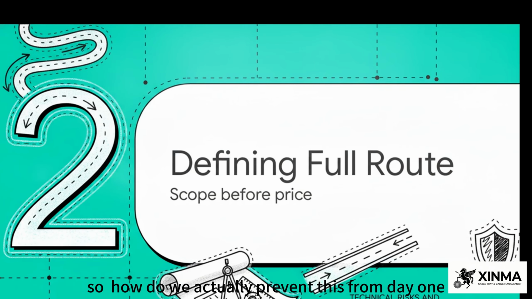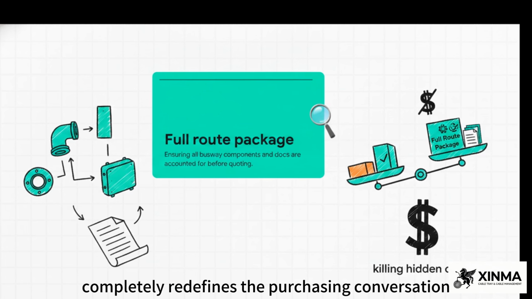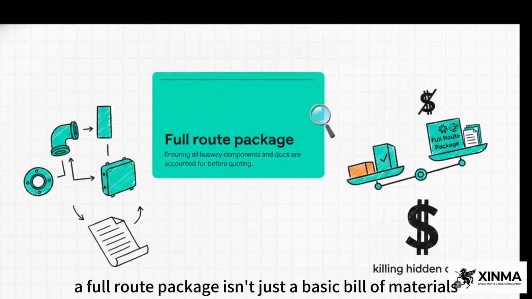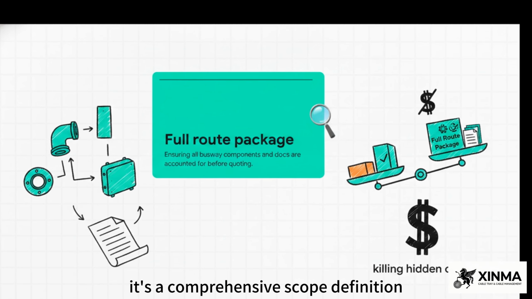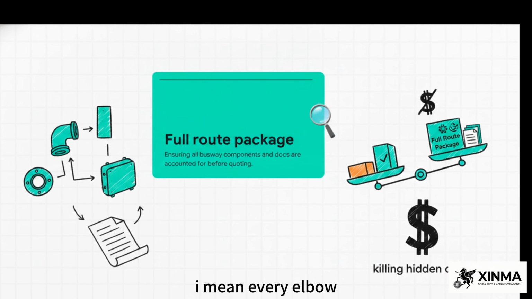So how do we actually prevent this from day one? It brings us right to Section 2, defining the full route, where we establish that true project scoping must always precede any baseline price comparison. What's really interesting here is how this completely redefines the purchasing conversation. A full route package isn't just a basic bill of materials. It's a comprehensive scope definition. It ensures that every single necessary busway component, I mean every elbow, every flange, every tap-off box, along with all that vital documentation, is accounted for long before you even look at two different price tags.